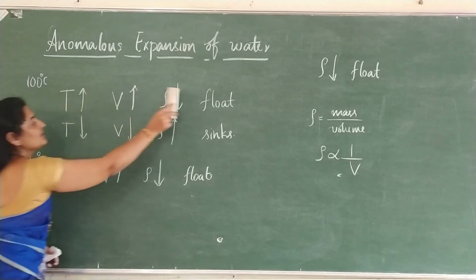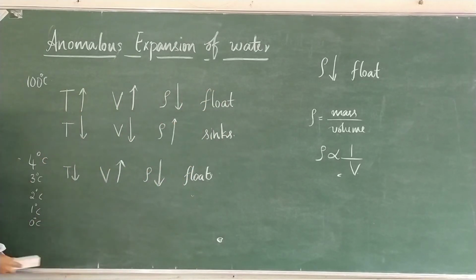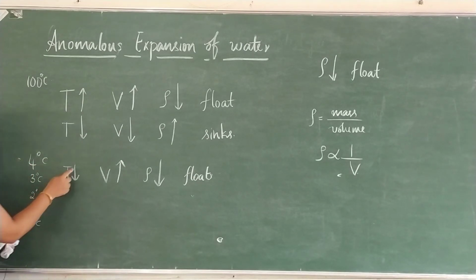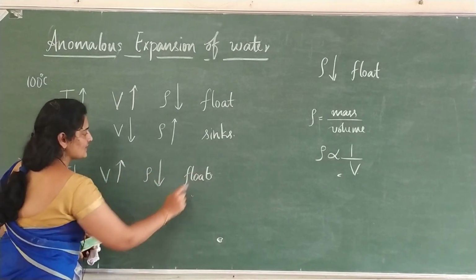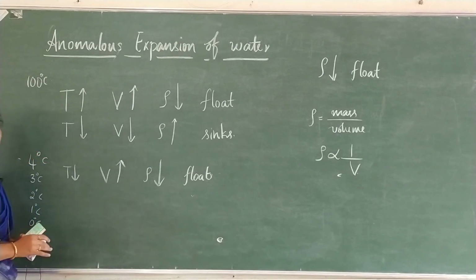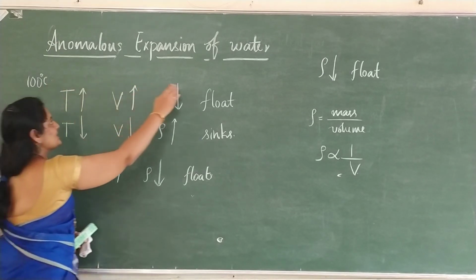This is actually the common behavior. But water, when it is cooled below 4 degrees Celsius, acts abnormally. If temperature decreases, volume increases, density decreases, and it floats. This is called anomalous expansion of water.